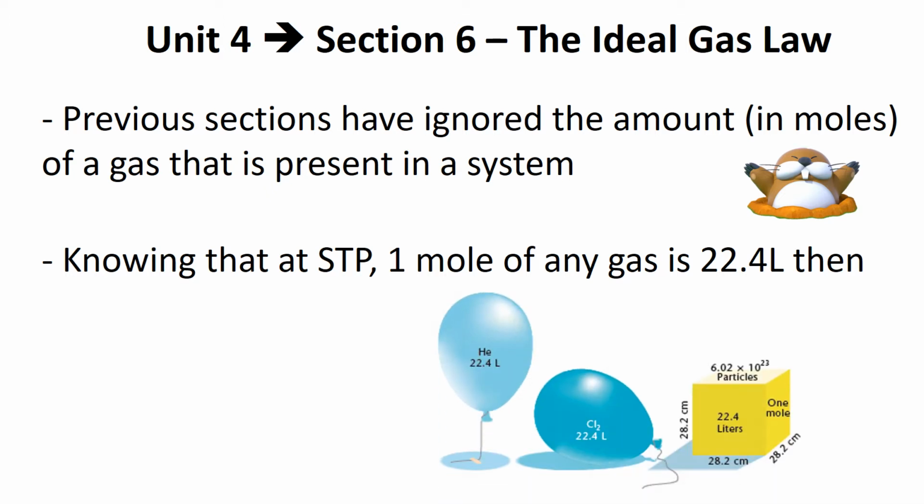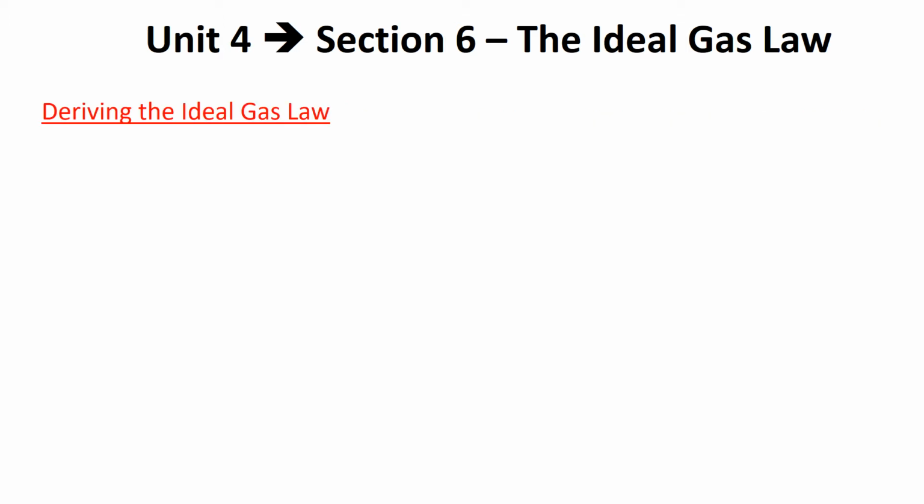Now that can vary though, because you don't always have 1 mole. Sometimes you have more, sometimes you have less. And so to figure out the volume of a gas, all we need to do is take that 22.4 and multiply it by the number of moles present. So deriving the ideal gas law, we're going to use that idea.